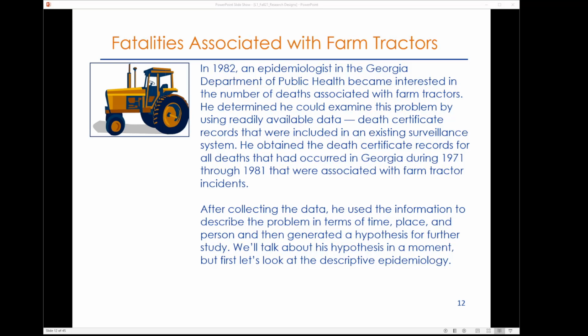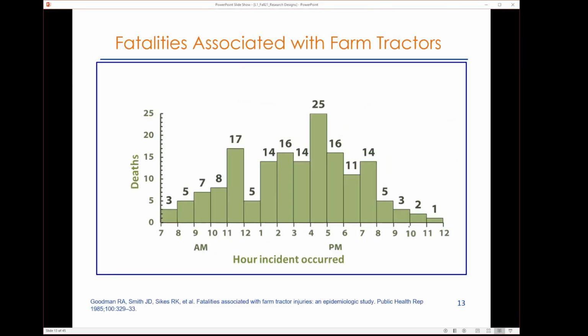And after collecting the data, he used this information to describe the problem in terms of time, place, and person, and then generated a hypothesis for further study. So we'll talk about this hypothesis in a moment, but first let's look at the descriptive epidemiology here. This bar diagram shows the number of deaths and the hour the incident occurred. Now just looking at this bar diagram, what can you infer?